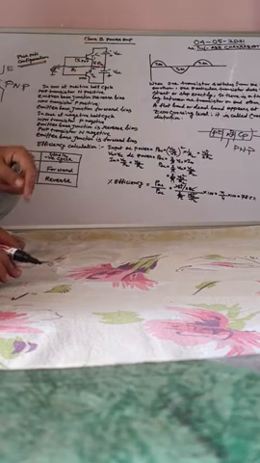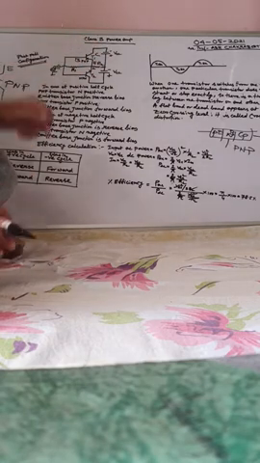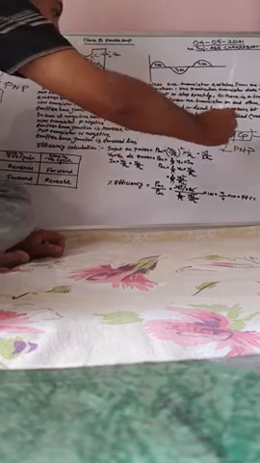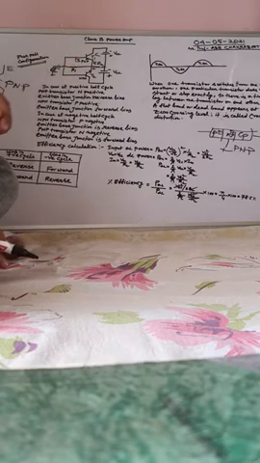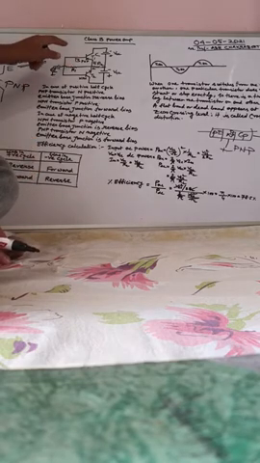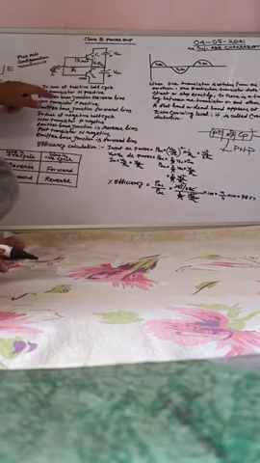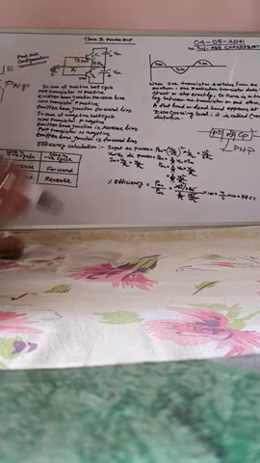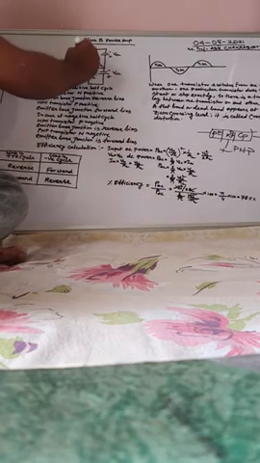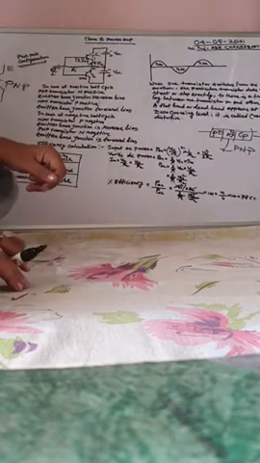So the emitter base junction is reverse biased in case of PNP, because this base is connected with positive. This is the emitter base junction. The emitter base junction is reverse biased in case of the PNP transistor.